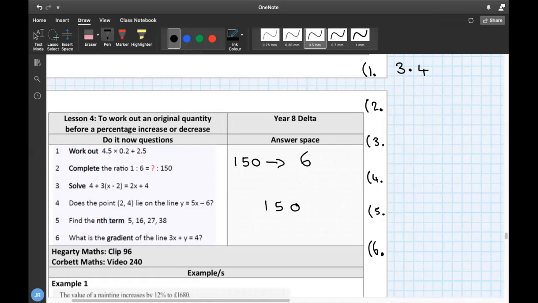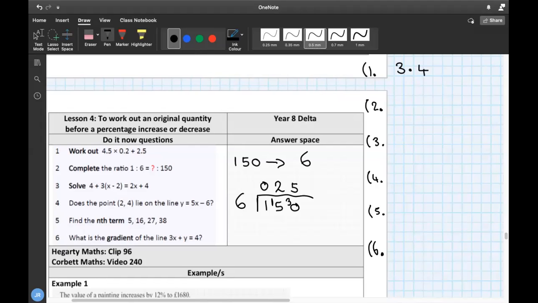To find that out, I'm going to use the bus stop method here. How many 6s fit into 1? None. How many 6s fit into 15? 2. That got us to 12, so we have a remainder of 3. How many 6s fit into 30? 5. Okay, so we've got 25 lots of 6 in 150.